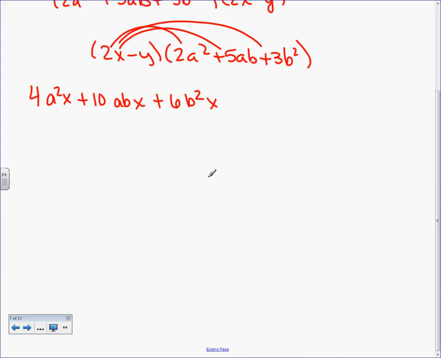Is everybody okay? So now we're going to do the bottom part. What sign? Negative. Number? 2a squared y. All right. Sign? Minus number? 5aby. You try the last piece.